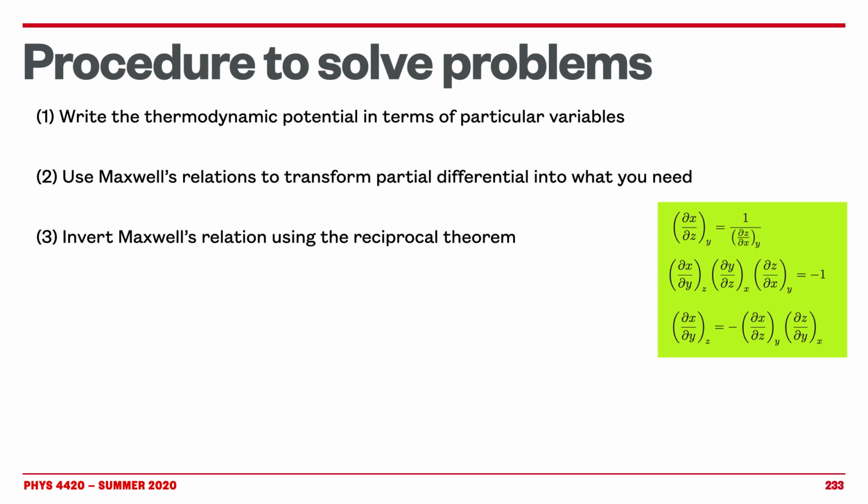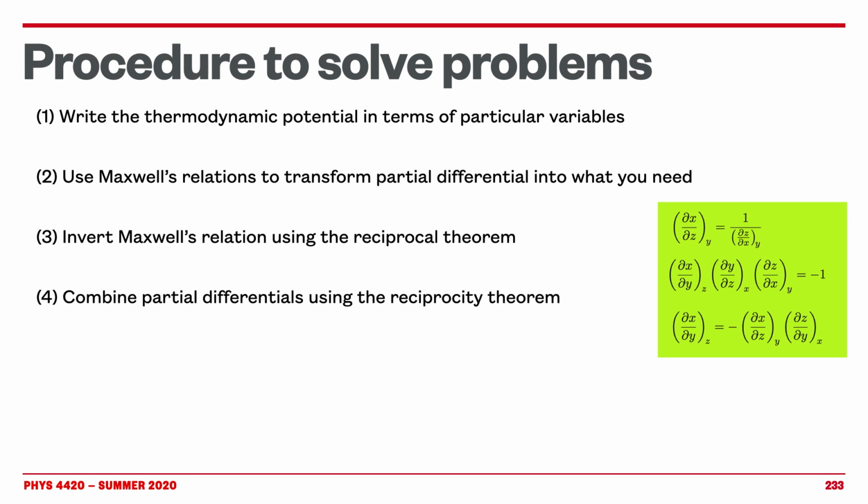The Maxwell relations can be manipulated and inverted by using a number of theorems from multivariable calculus. The first one is the reciprocity theorem, the top one in the green box. The second one is the reciprocal theorem, and when you combine them both, you get the last derivative there.